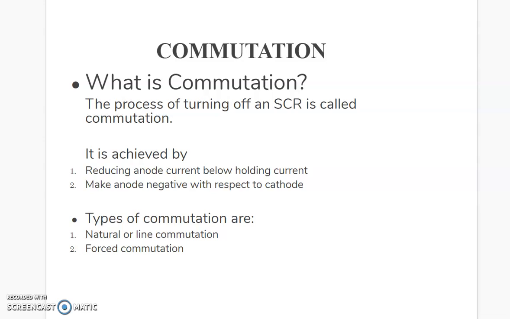And the next thing is by applying reverse bias condition across the SCR. We know that the SCR conducts only in forward bias condition. If a forward biased SCR is conducting and we apply a sudden reverse bias to the SCR, reverse bias meaning anode is negative with respect to cathode, then the SCR will stop conducting. So these two are the ways in which we can easily achieve commutation. There are actually two types of commutation. One is natural commutation, also known as line commutation, and the second one is forced commutation.